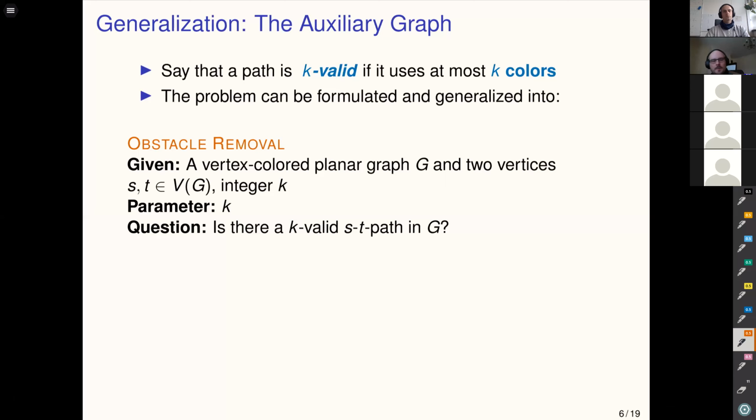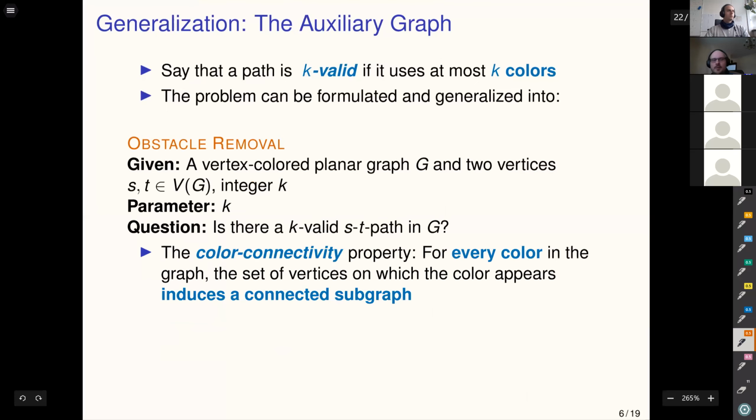Now, as this is a little bit more general than what we can get from the instances of our original problem, all the instances of our original problem satisfy an additional property called the color connectivity property. And this is that for every color in the graph, the set of vertices on which the color appears induces a connected subgraph. And this is because we have obstacles that were connected, which means that if we look at all the regions that we got from the intersections with one obstacle, they will be connected.